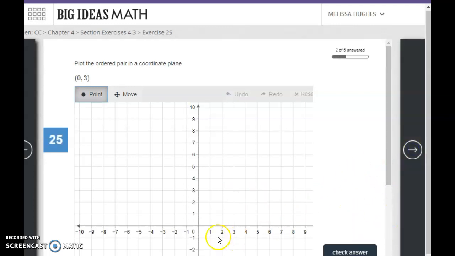2. Second one, remember 0 means I don't move any right or left, but then I would go up 3. 1, 2, 3, and plot my point right there.